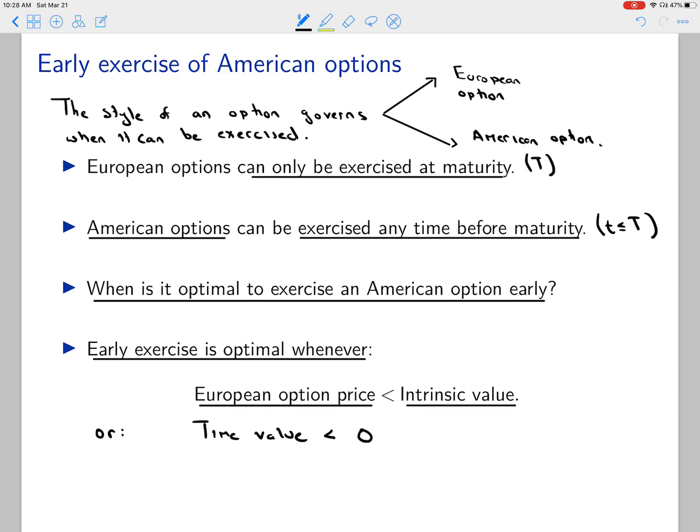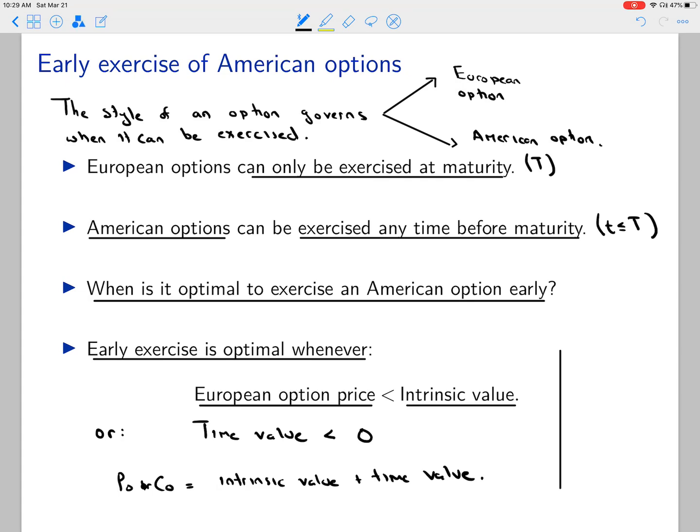Okay? So early exercise is optimal whenever the European option price is less than its intrinsic value, or whenever the time value is less than 0. These two conditions are equivalent because remember, you can always decompose the European call or put price into its intrinsic value plus its time value. So this is a very general condition for when early exercise is optimal.